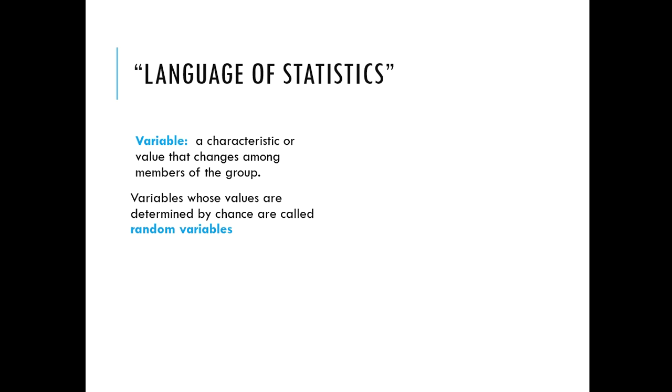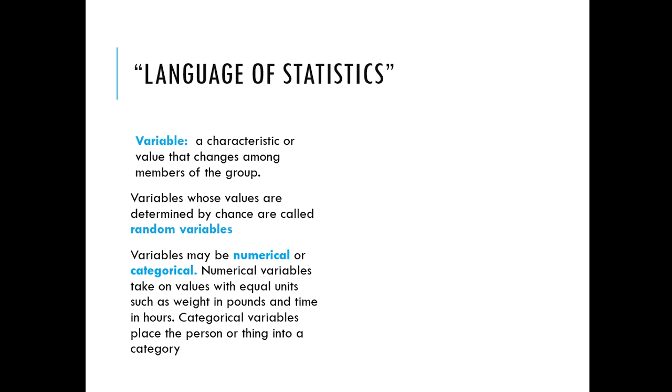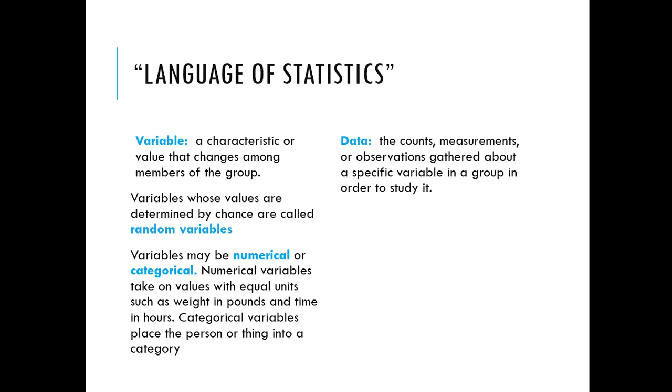Variables whose values are determined by chance are called random variables. And that happens when you choose something and it randomly occurs. Variables can be numeric or categorical. Numeric variables take on values with equal units such as weight in pounds or time in hours. Categorical variables place the person or thing in a category.